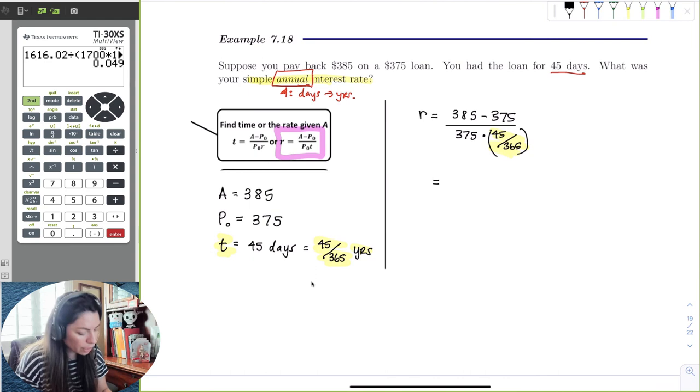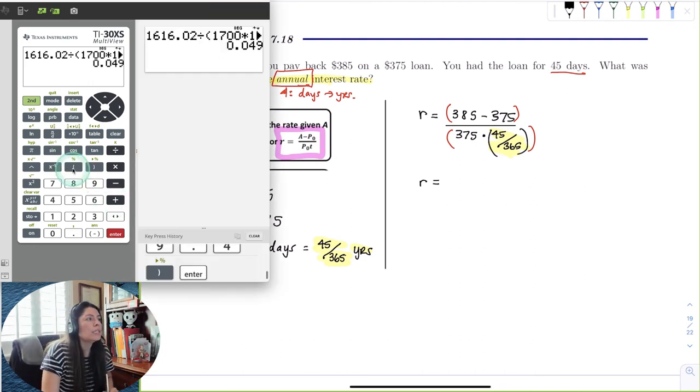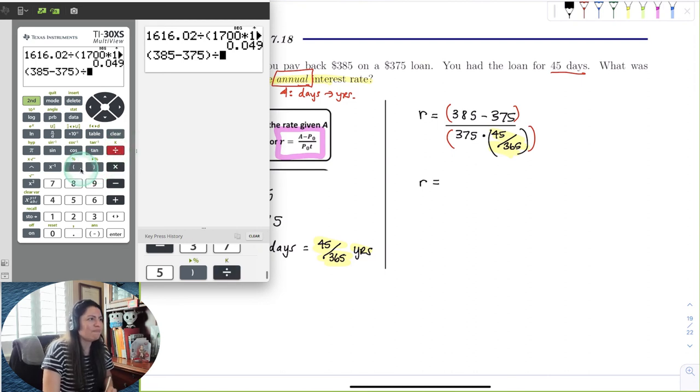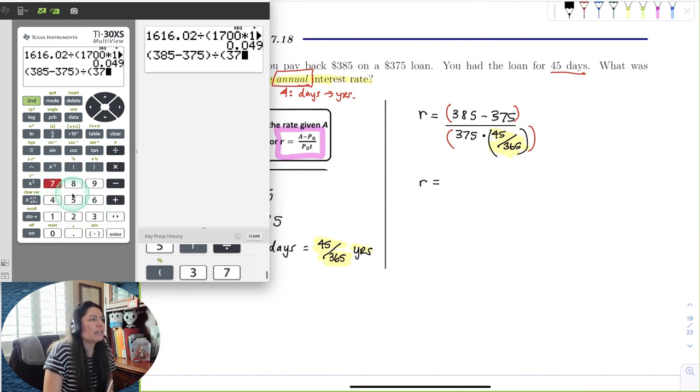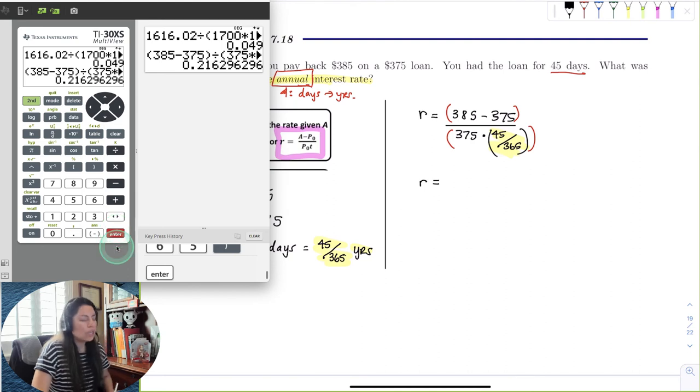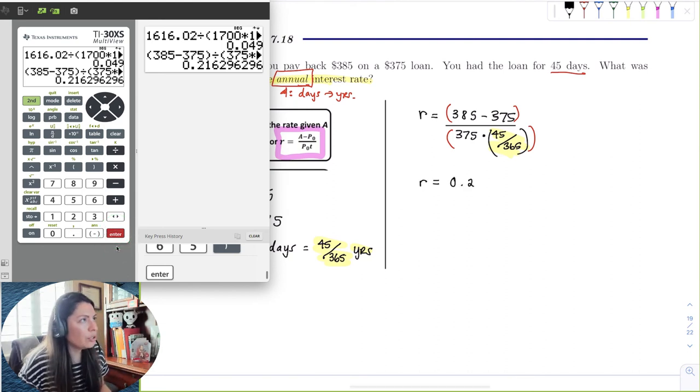Okay, so when you put it in the calculator, make sure you put parentheses around the numerator and denominator. And I'm expecting a number again between 0 and 1. So parentheses, 385 minus 375. Now, I know you can do that in your head, but it's good to just put everything in the calculator. Divided by the denominator, parentheses, right? 375 times 45 divided by 365. And then close the denominator with the parentheses and hit enter. So we get 0.216.